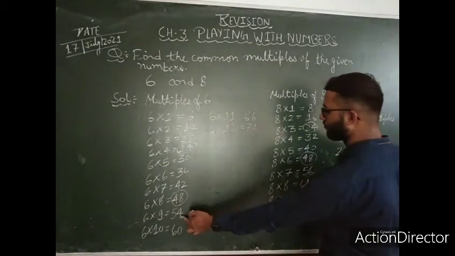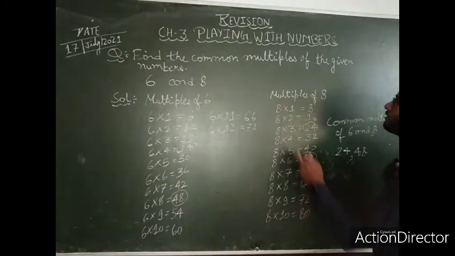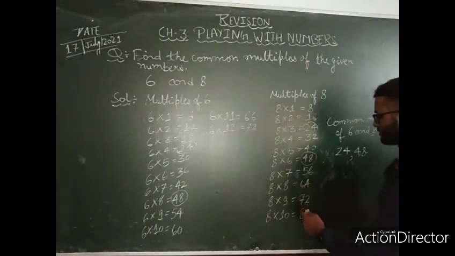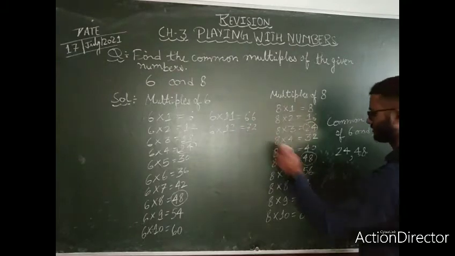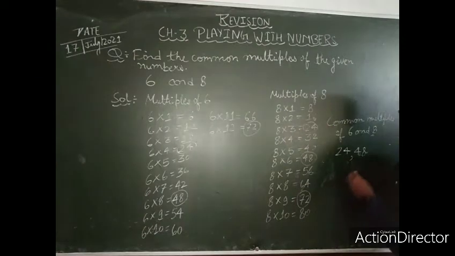Now next 54, 54 is not here, 60, 60 is not here, 66, 66 is not here. Now 72, yes 72 is here. So here we write 72.